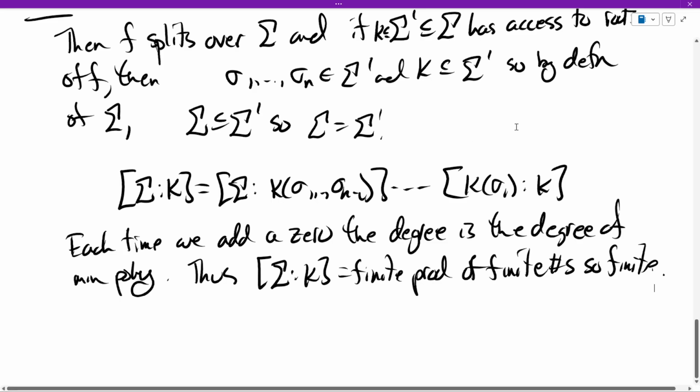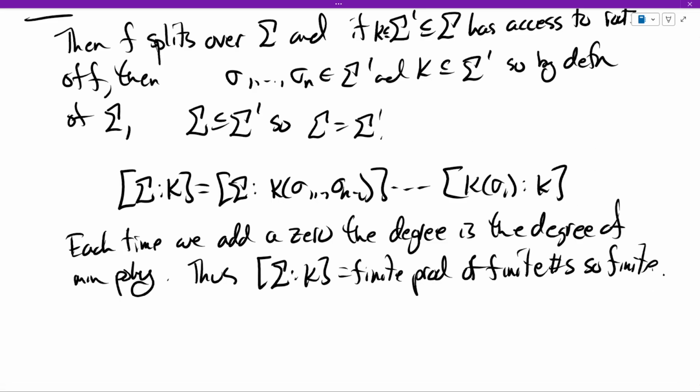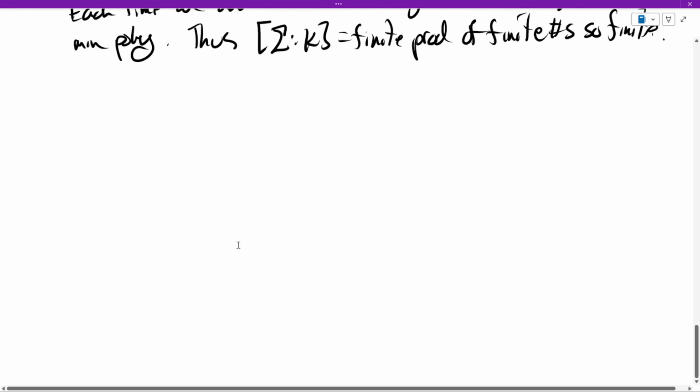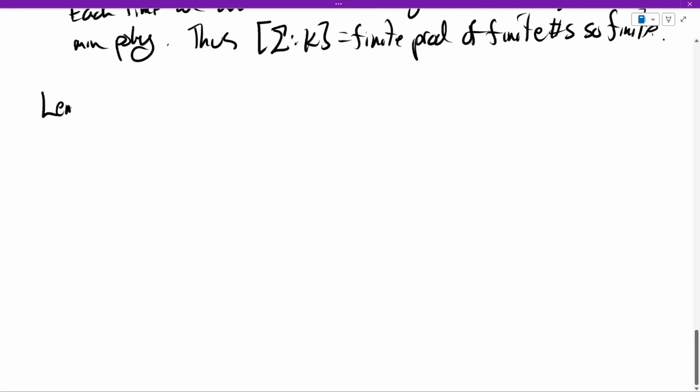You could do an induction argument too there if you wanted. But the degree actually is finite. So splitting fields have finite degree over the base field, which makes sense. We're only adding in finitely many roots of a polynomial. We're going to prove another lemma.